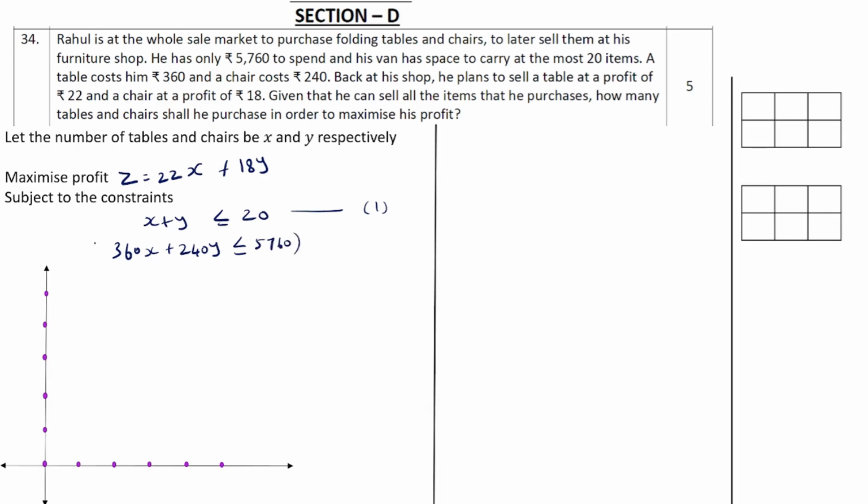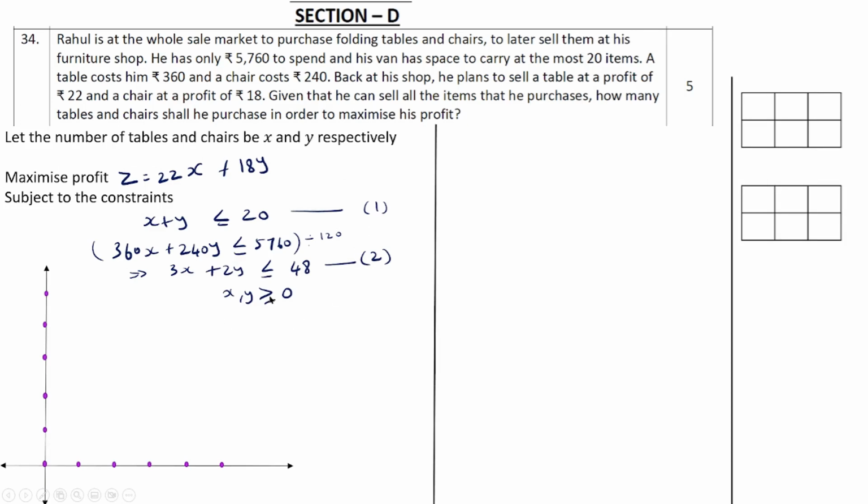Now this whole inequation we can divide by 120. So we get 3x plus 2y less than or equal to 48. So this is the second constraint. And then we have the non-negative constraints, x comma y greater than or equal to 0. So these are the three constraints. And now we have completed the mathematical formulation.